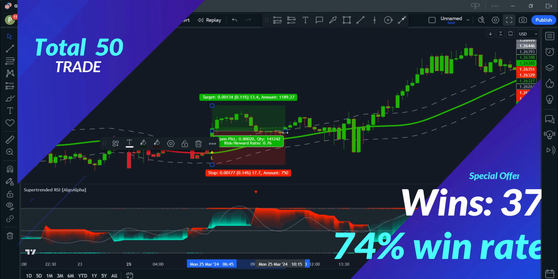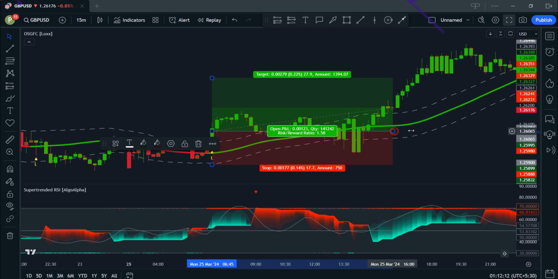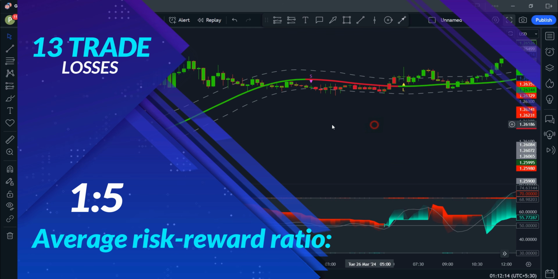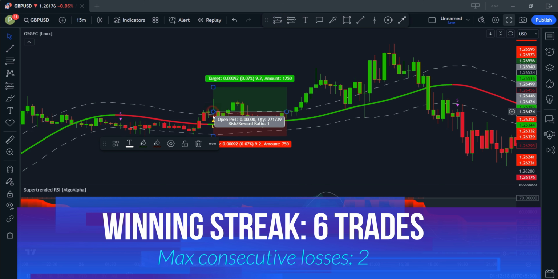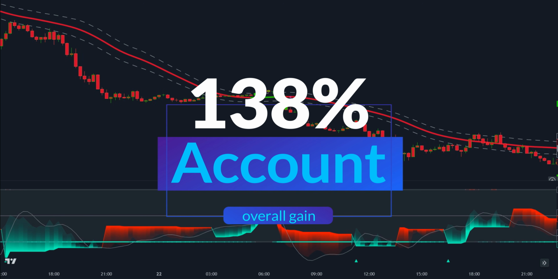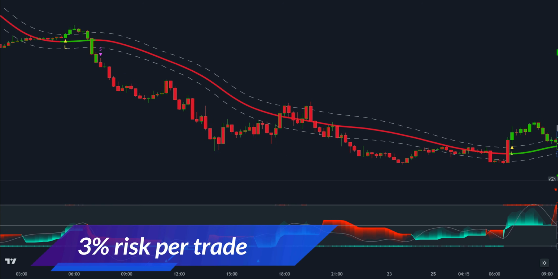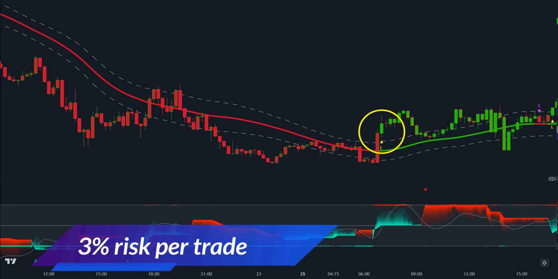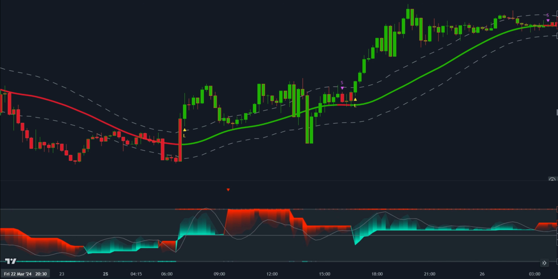Total trades, 50, wins, 37, 74% win rate. Losses, 13, average risk-reward ratio, 1:5. Winning streak, 6 trades. Max consecutive losses, 2. The overall account gain was an impressive 138%, achieved with a disciplined 3% risk per trade. Even with a small drawdown of 3%, you can comfortably risk 4% per trade, making this approach potentially profitable.